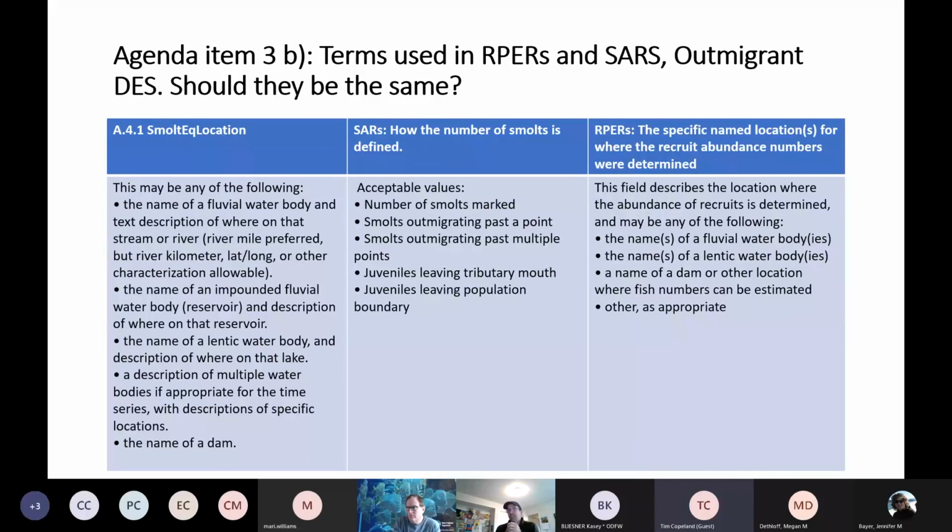And there are cases, I'm looking at the middle one, the number of Smolts marked. As you can see, that's not a definition that we use within the Smolt equivalent location, and that may be just people using SARS and using fish that are PIT tagged, period. I just thought that this information could use a review from other biologists, because I have problems.